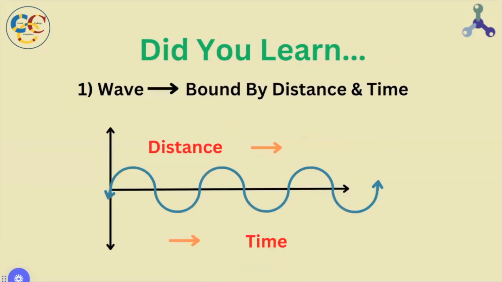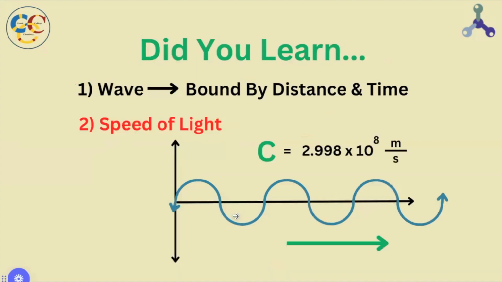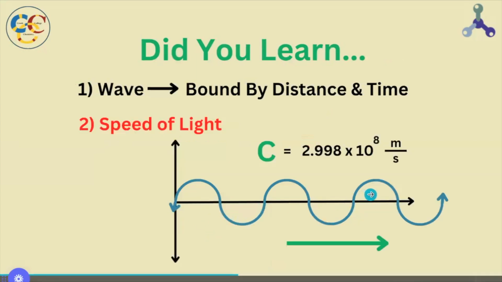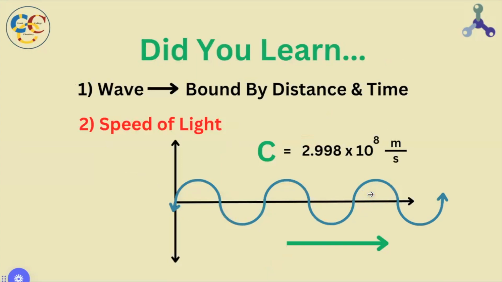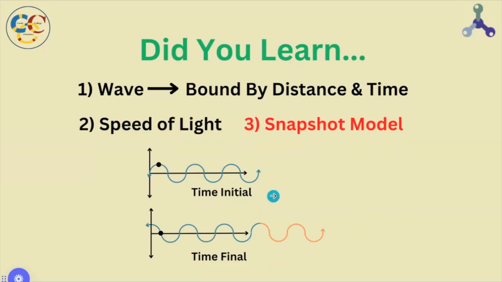So did you learn the following? 1. A wave moves and travels via multiple dimensions, specifically time and distance. 2. The propagation or forward traveling of the wave has a constant speed of 2.998 times 10 to the 8 meters per second. Also, the snapshot model helps marry points 1 and 2 together.